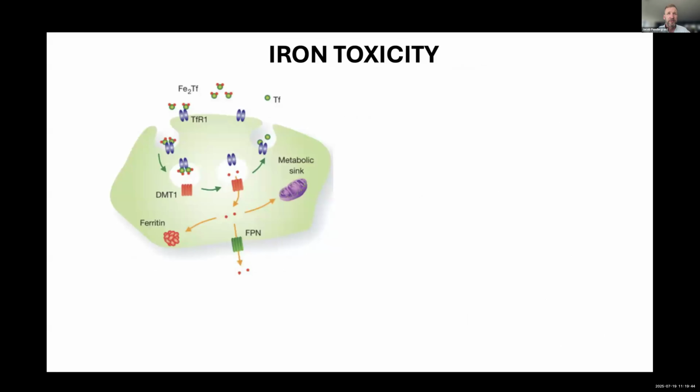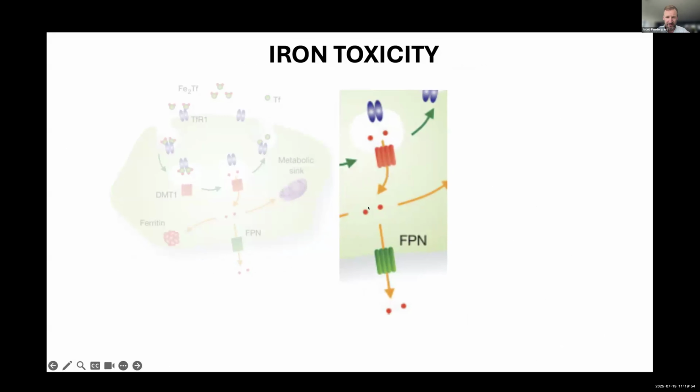So what is the problem with all this iron? Why do we worry about the effects of iron in our body? It basically comes down to these little dots in this diagram. These dots are iron atoms that are not bound to anything. They're not bound to transferrin. They're not bound to the divalent metal transporter. They're just sort of loose.